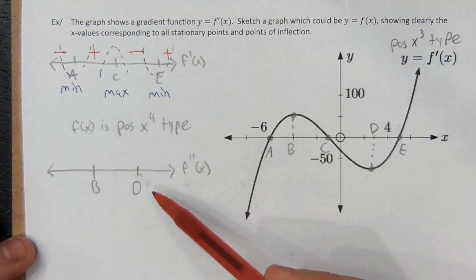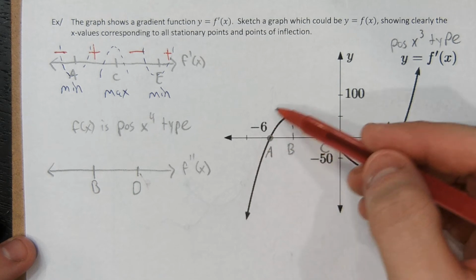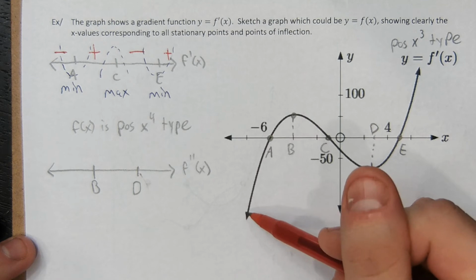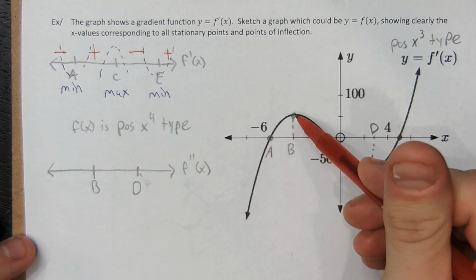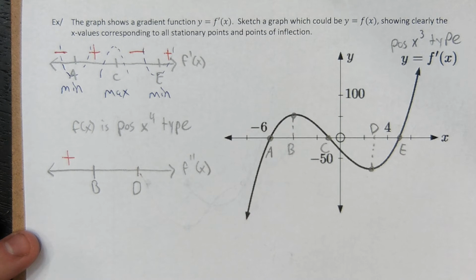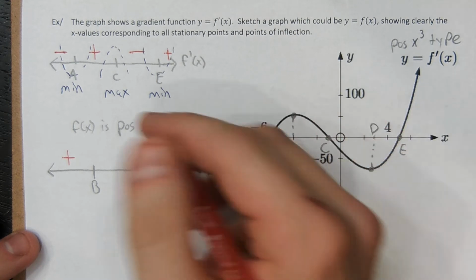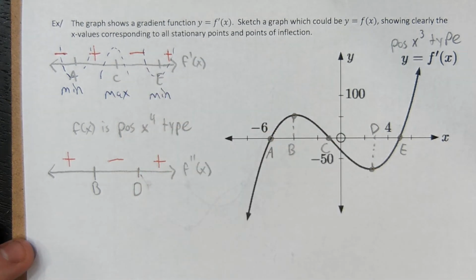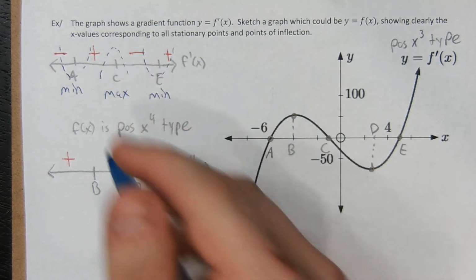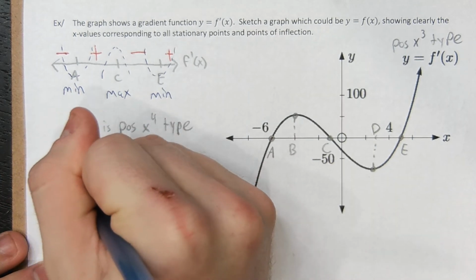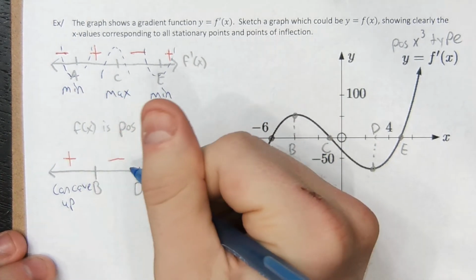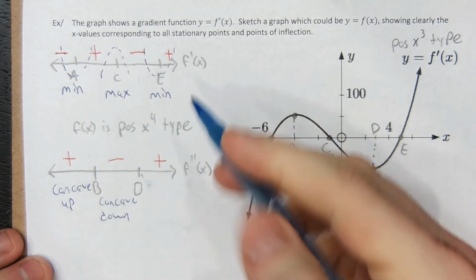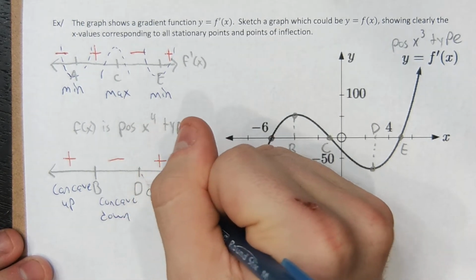Now, when I go to the second derivative, I'm talking about the slopes of this curve. If you're riding this roller coaster, you're climbing until B, so it has positive slopes. From B to D, you're falling, which means you have negative slopes, and after D, you're climbing again, positive slopes. So what does that tell us? That tells us in this area, I am concave up. In this area, I'm concave down. And in this area, I'm concave up again.